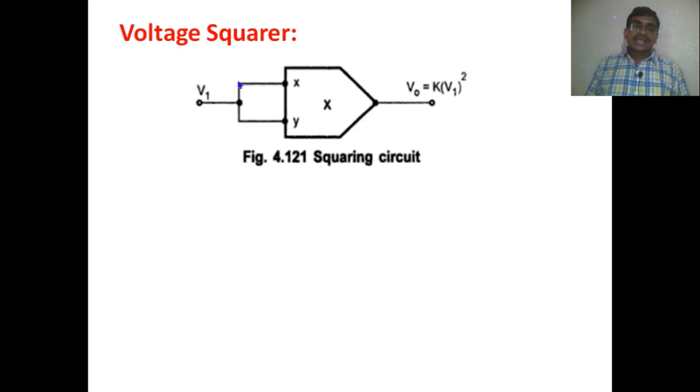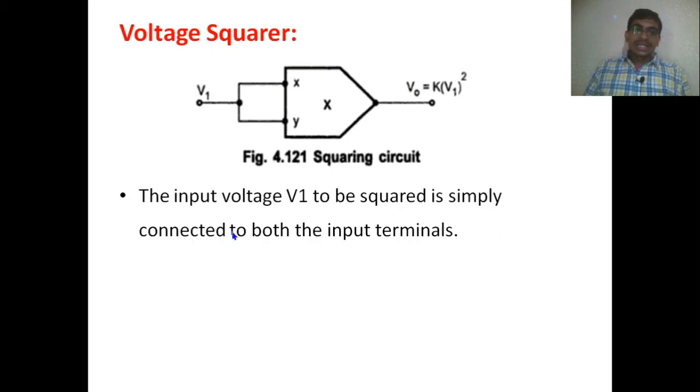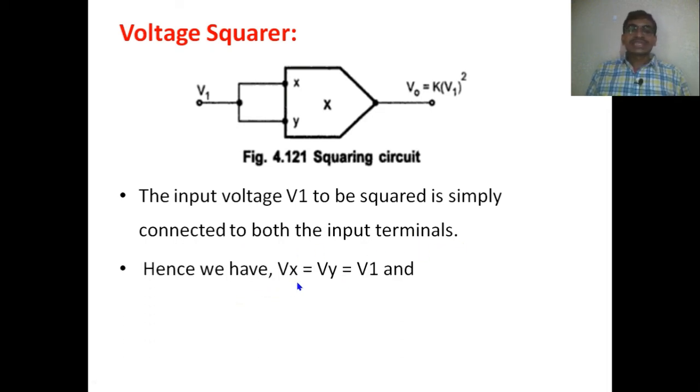But here these x and y inputs have been joined and then given a single voltage V1. Therefore, the output voltage is equal to K into V1 square, where K is the multiplication factor. The input voltage V1 to be squared is simply connected to both of the input terminals. Hence, we have Vx equal to Vy equal to V1. As we are applying V1 to the x terminal as well as the y terminal, Vx equal to Vy is equal to V1 only, and then the output voltage V0 is equal to K into V1 square.